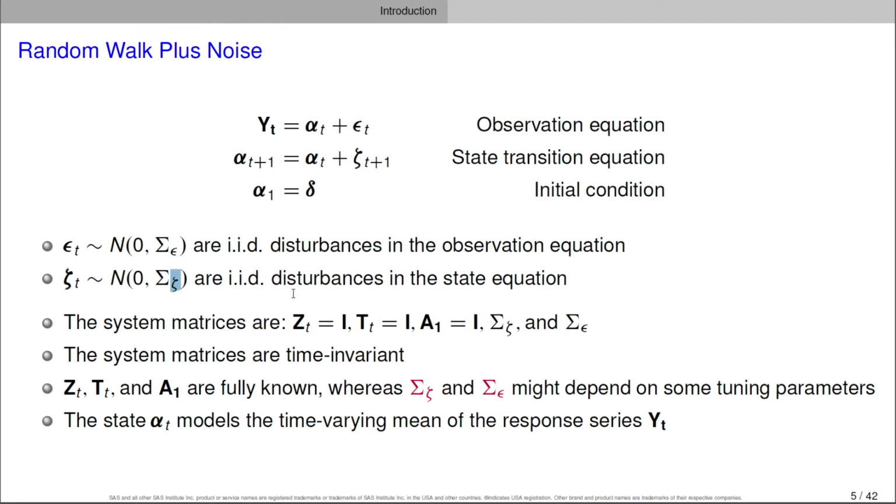Before I finish with this example, let me point out two important special cases of this model. If the state disturbance covariance sigma eta is a zero matrix, that is, basically these state disturbances are themselves zero, then the state equation becomes alpha t plus 1 equals alpha t. That means the state essentially is time invariant. All states are equal to the initial state delta. This means the entire model reduces to yt equals delta plus epsilon t. That is, yt equals constant plus error. So constant plus error is a special case of the random walk plus noise model.